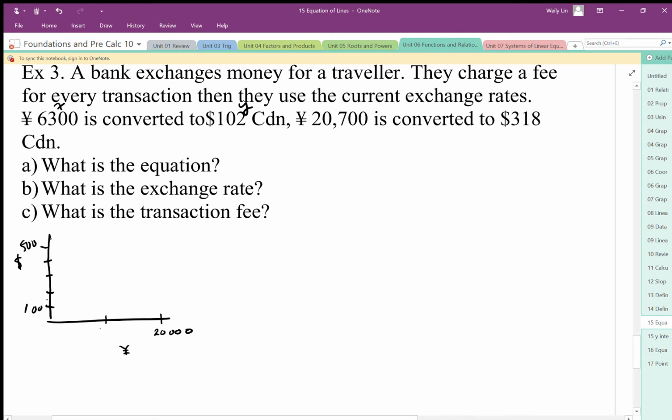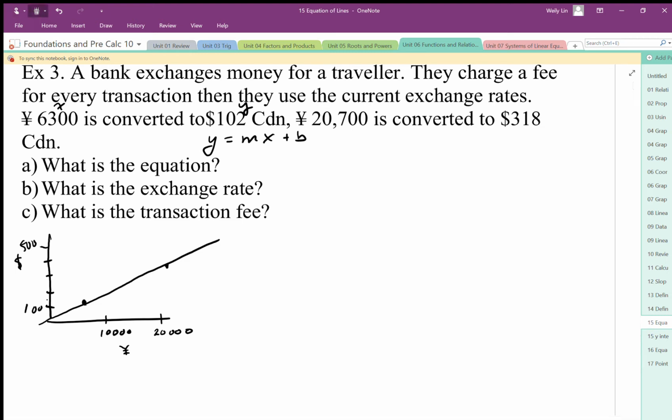Okay, so here's 10,000 here, and we'll just estimate 6,300 yen is $102, so maybe somewhere around here. It's just a rough estimate, and 20,000 is going to be $318, so maybe we'll just say that's about there. Okay, so there's our graph, and to write the equation we need m and b. We need the y-intercept and the slope.